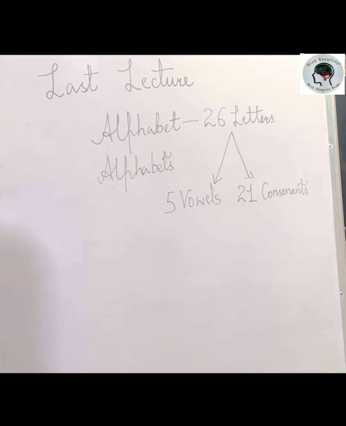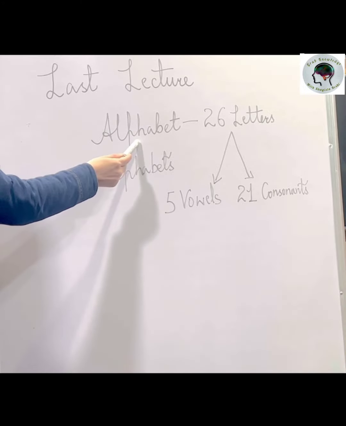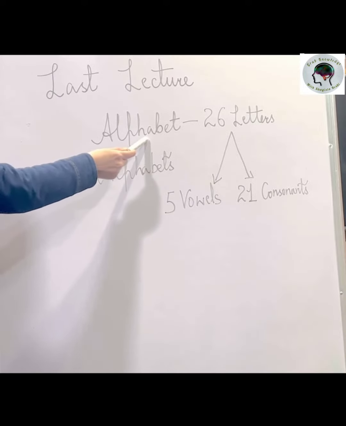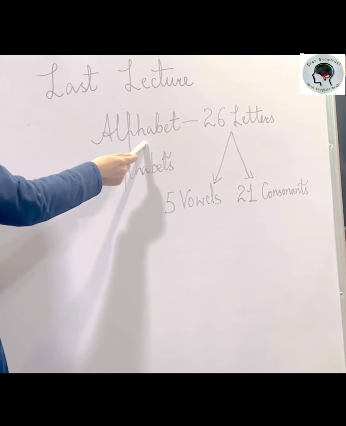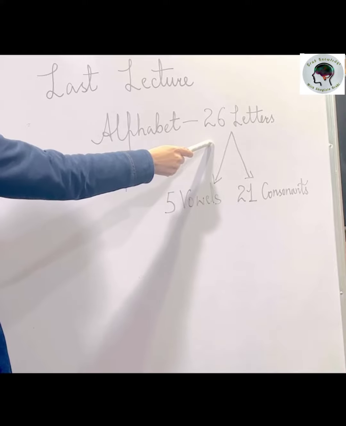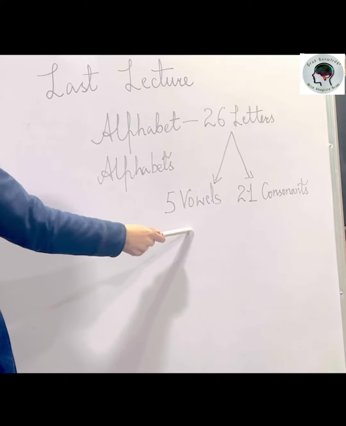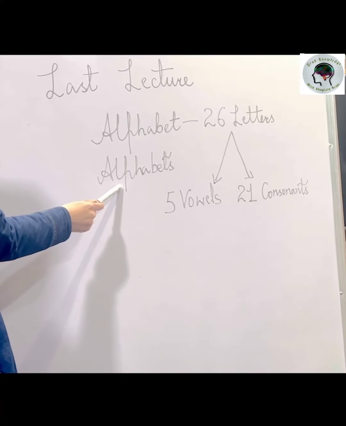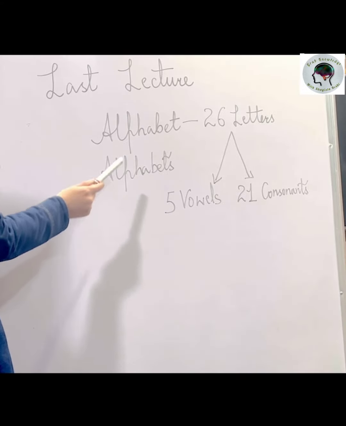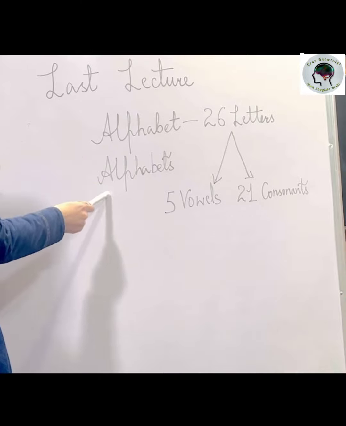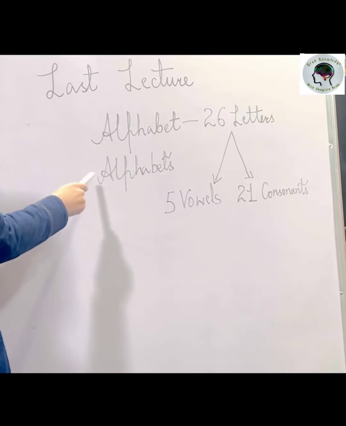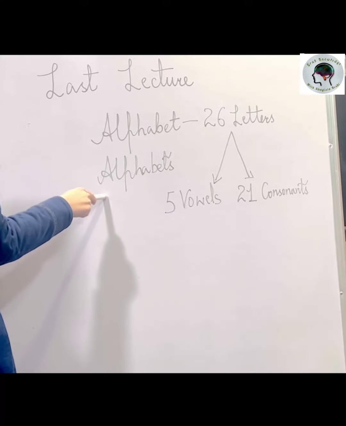In the last video we discussed alphabet and alphabets. So alphabet is a language, and in English language we are having 26 letters, 5 vowels and 21 consonants. And alphabets means when we are using more than one language. जैसे if we are talking about English and Urdu language, that means we are talking about alphabets.